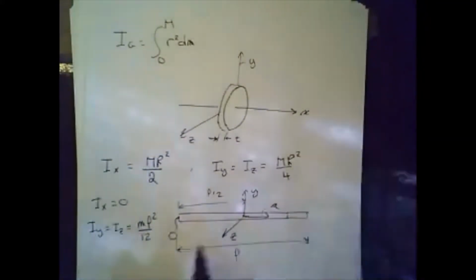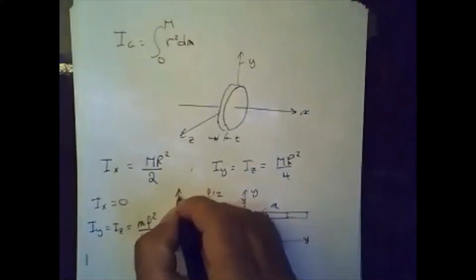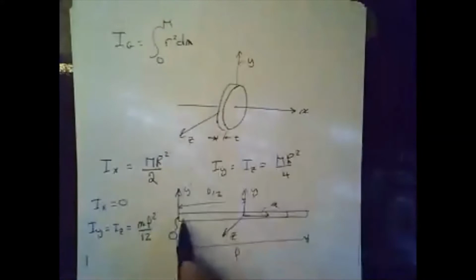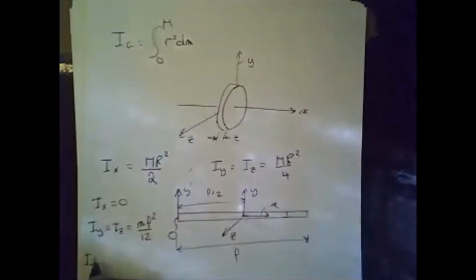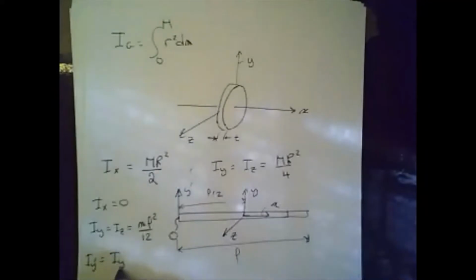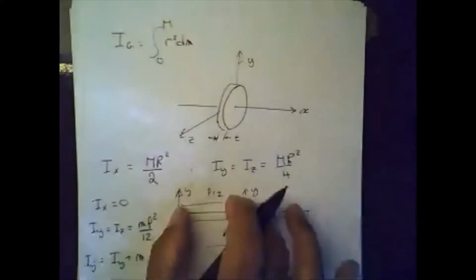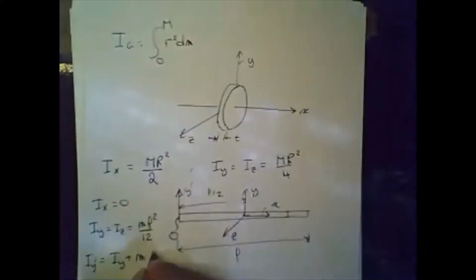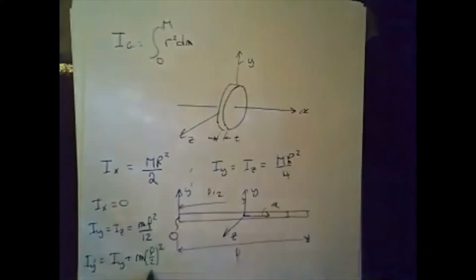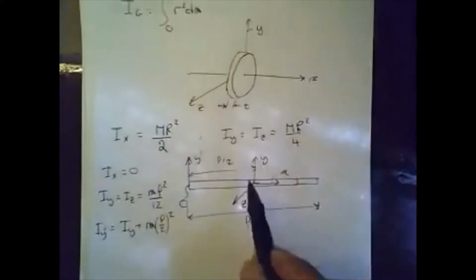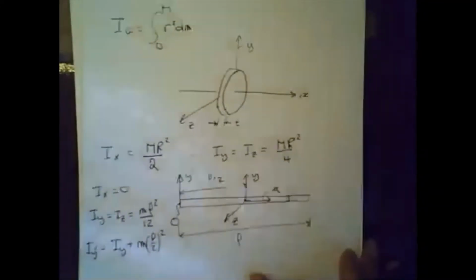Basically, you have to use the parallel axis theorem, right? So if I have this as my y, let's say my y prime is here, like another reference. Iy prime is equal to Iy plus the parallel axis term, which is the mass multiplied by this length right there, L over 2 squared. So this is called the parallel axis theorem, where you can move this moment of inertia over to here.